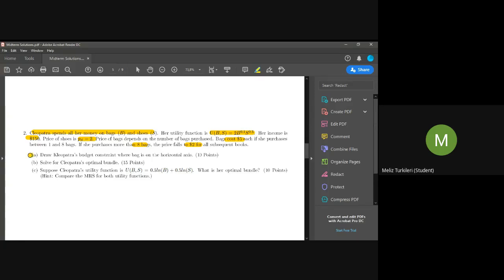For the A section, we need to find the budget constraint where bags are on the horizontal axis. For the second part, we have to solve for the optimal bundle for Cleopatra. And for the C section, we are going to change the utility function, show it as an LM function, and try to find the optimal bundle again.